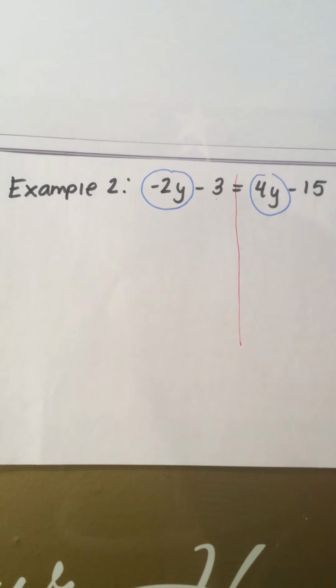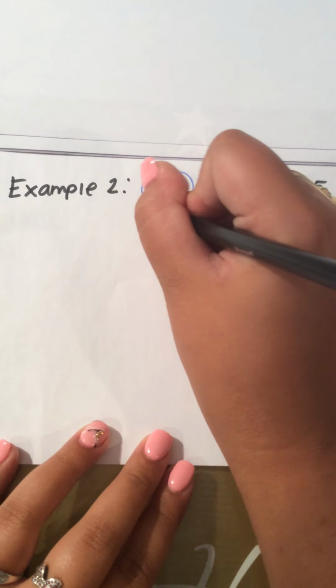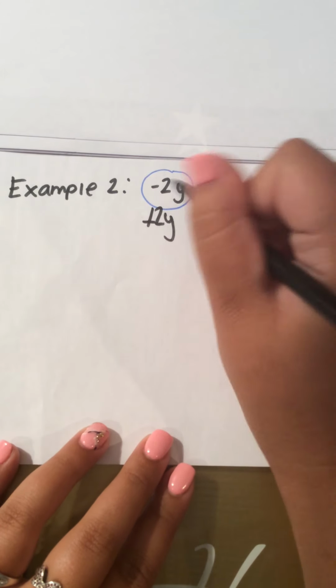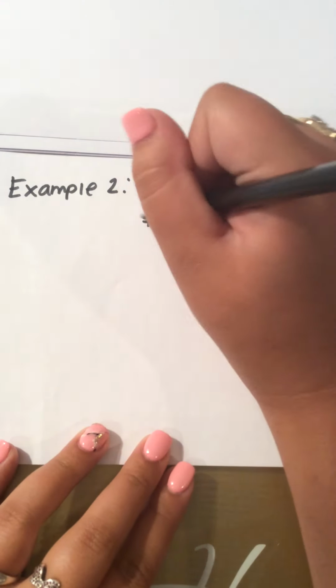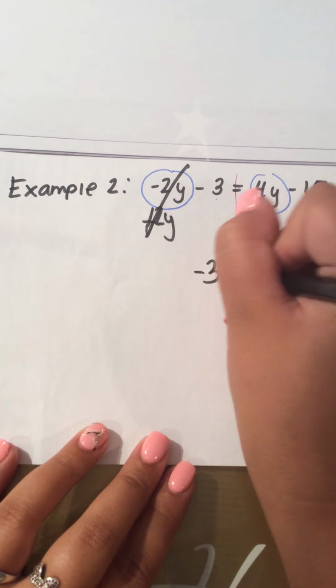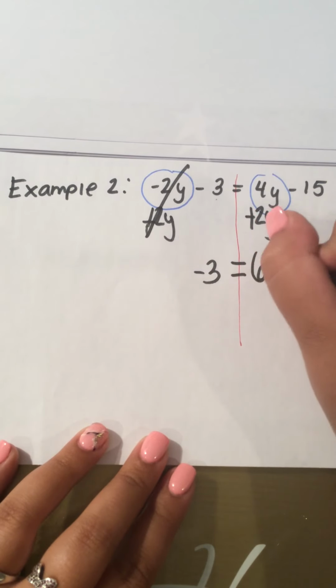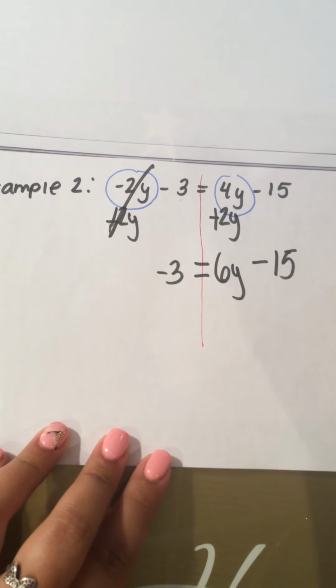Now, I don't like this negative 2, so I'm going to get rid of the negative 2 right away. So I'm going to add 2y to both sides. You have to include that y because the whole term is negative 2y. Now here, negative 2y plus 2y cancels out, goes bye-bye. And that negative 3 comes back down because I did not touch it. So I'm going to have negative 3 equals 4y plus 2y is 6y. And then that minus 15 I still have not touched.